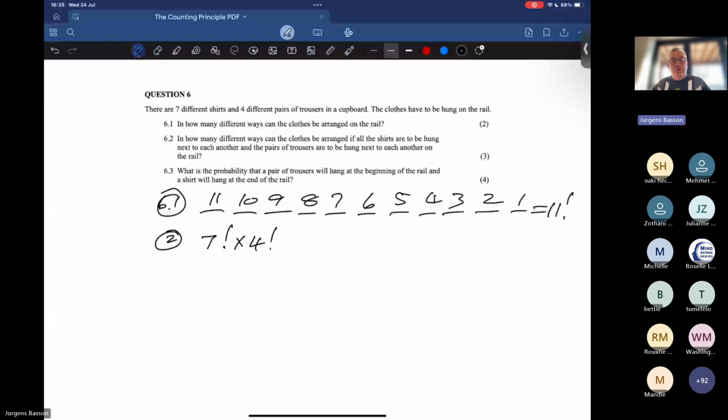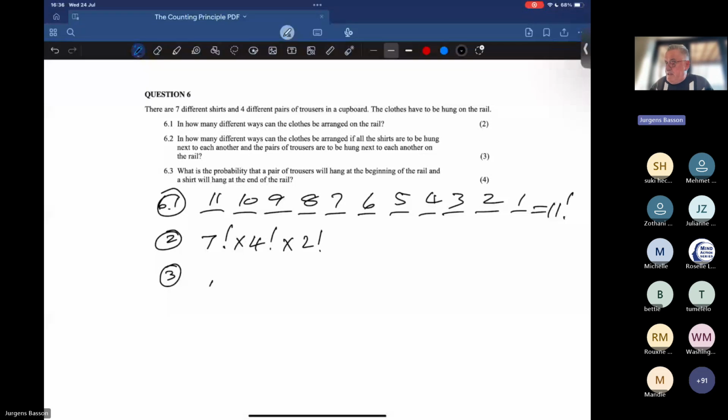I have 2 groups now. So I have now the shirts first, the trousers second, but we can switch them around. So that means times 2 factorial for the 2 groups. So shirts in a group, trousers in a group, both of them. In the third one, they say, what is the probability?